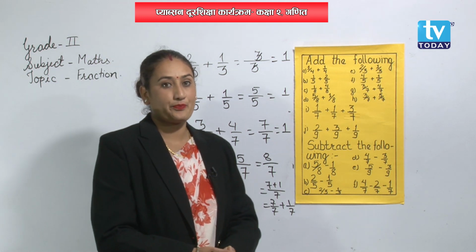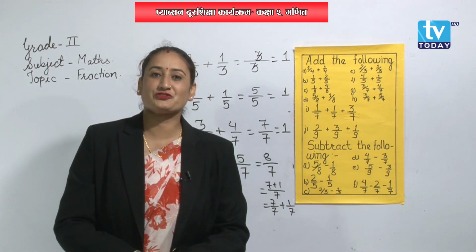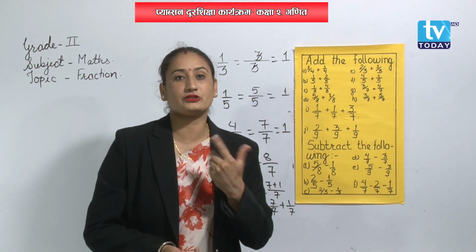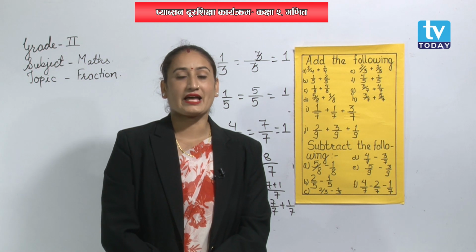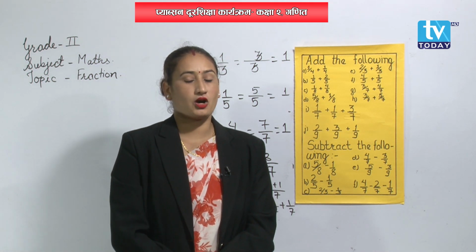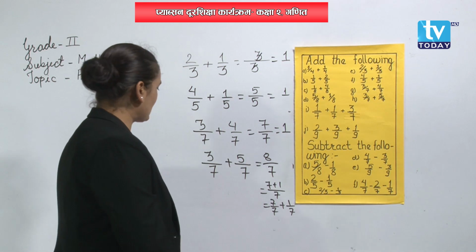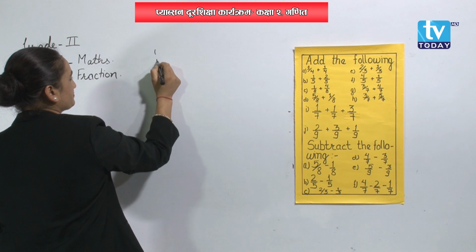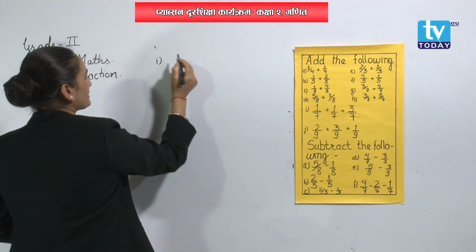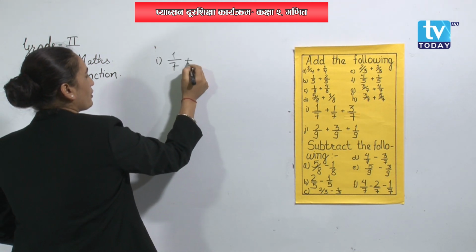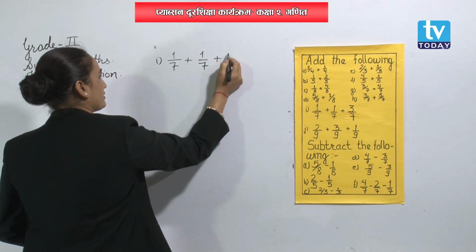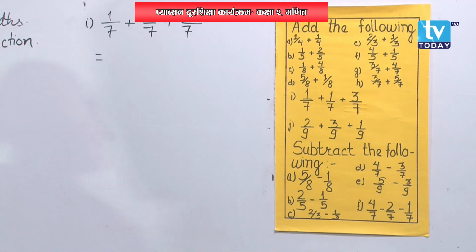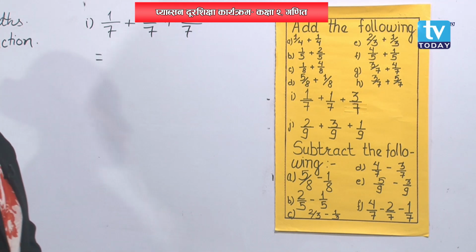Okay, students, now let's have a look at the next question. If there are three fractions for addition, then how do we do it? Shall we do it? Okay, now let's go on to the next question. It's number I, that is 1/7 plus 1/7 plus 3/7. What will be its answer? Tell me, students, what will be its answer?